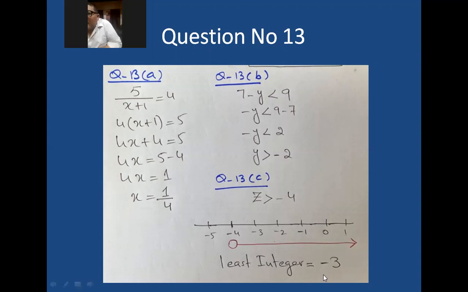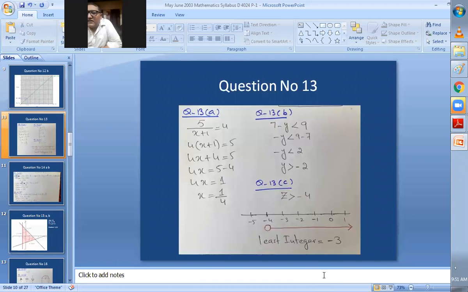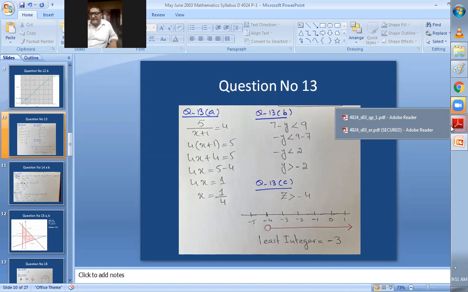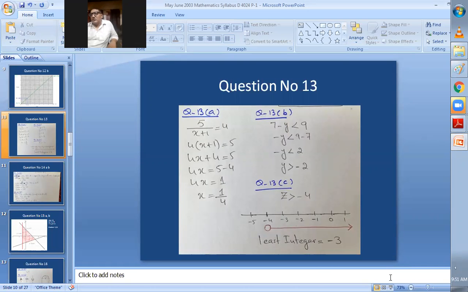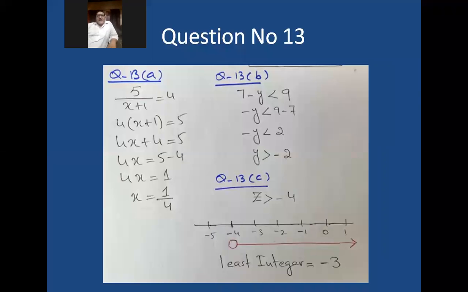Now let's try to solve the next question. The next question is this: solve the inequality 7 minus y is less than 9. Let me show you. Okay, so we have 7 minus y less than 9. So this 7 goes on the other side, subtract there. So minus y less than 9 minus 7, minus y is less than 2.